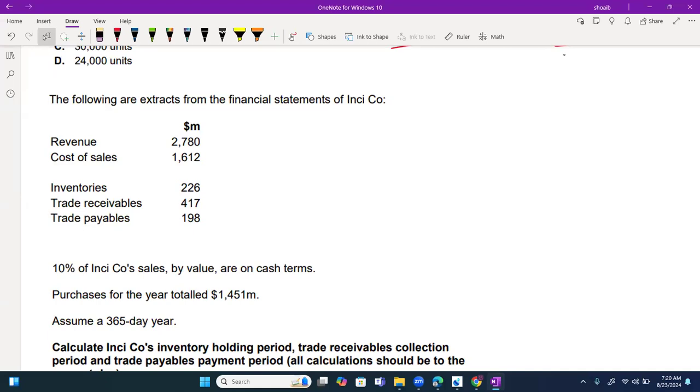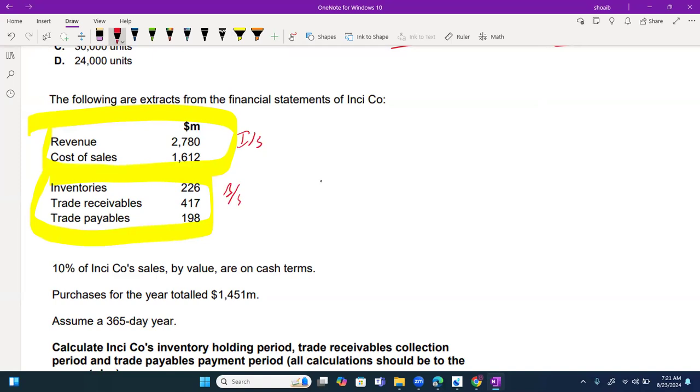Next is a question. The following extracts are from the financial statements of I company. The revenue is 2780. Cost of sale is 1612. Inventories are 226. Trade receivables are 417. And trade payables are 198. This is an extract from the income statement, and this is an extract from the balance sheet. A mini income statement and a mini balance sheet. Extract means a portion from the balance sheet.